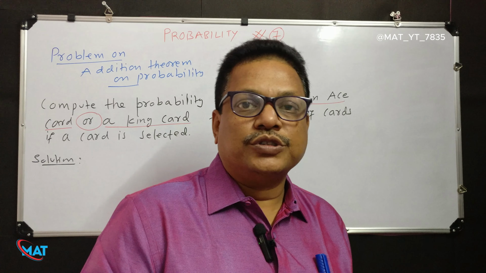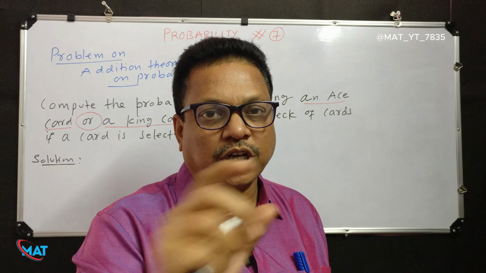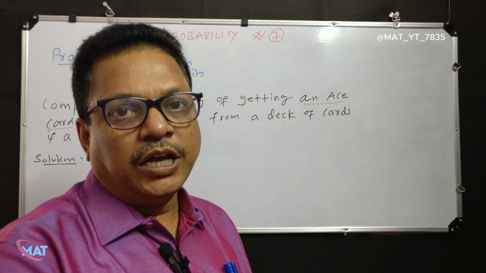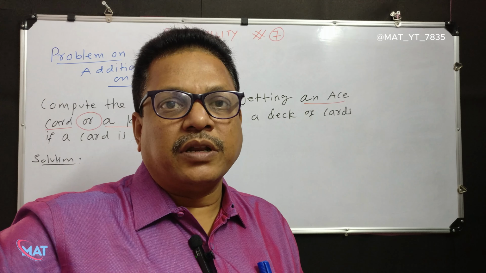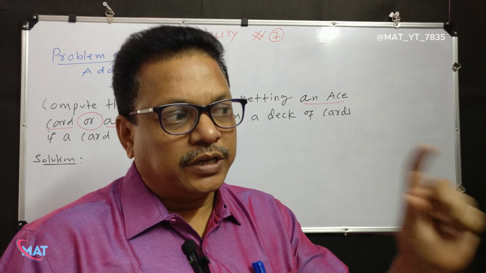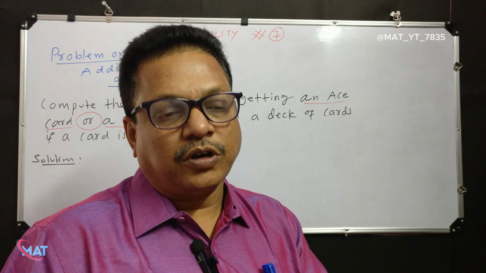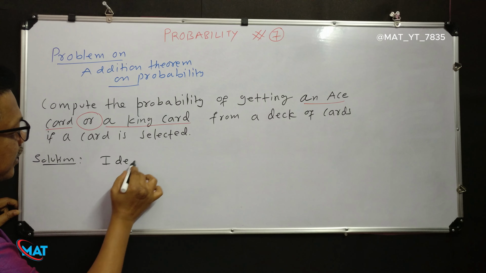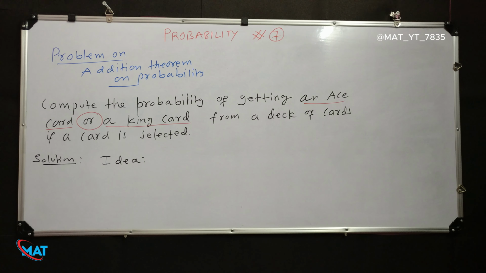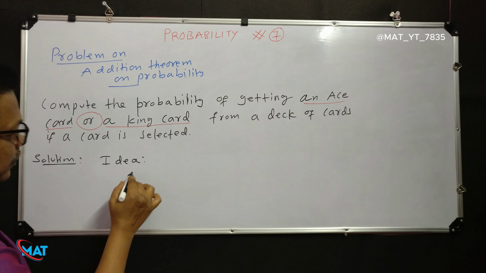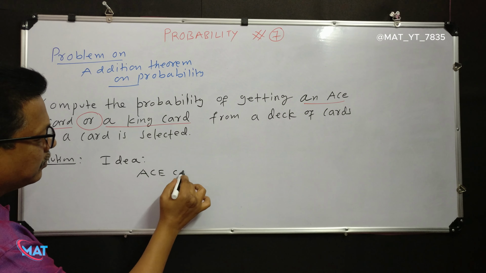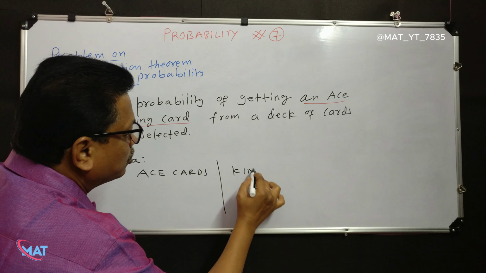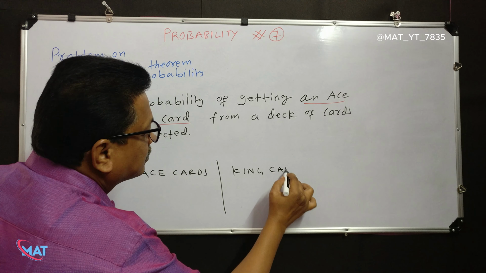Once you write down those three things, you should also give an idea about the cards. Whether it is required or not in the examination, it is better to provide that idea so that the examiner will know the student has perfect knowledge of the concept of cards. We can write the idea here; it is not necessary but better to give it. Ace cards, king cards, because there are two events.